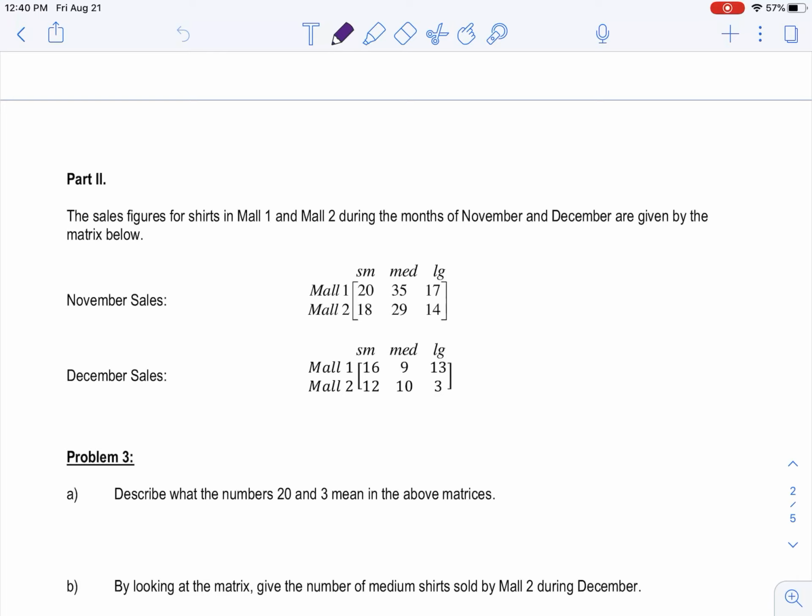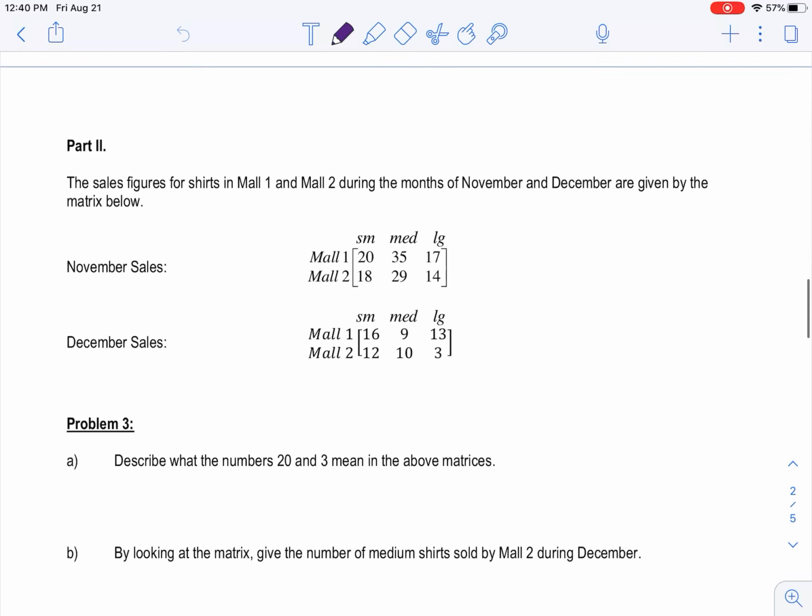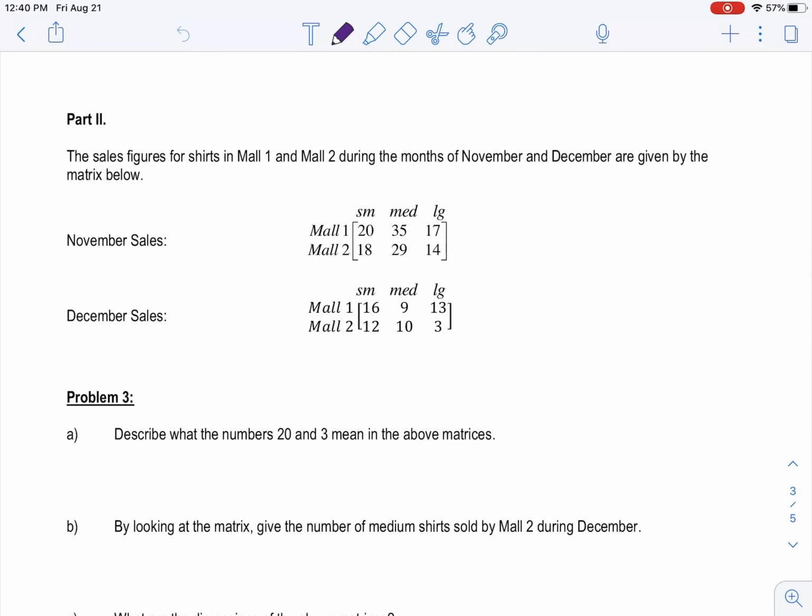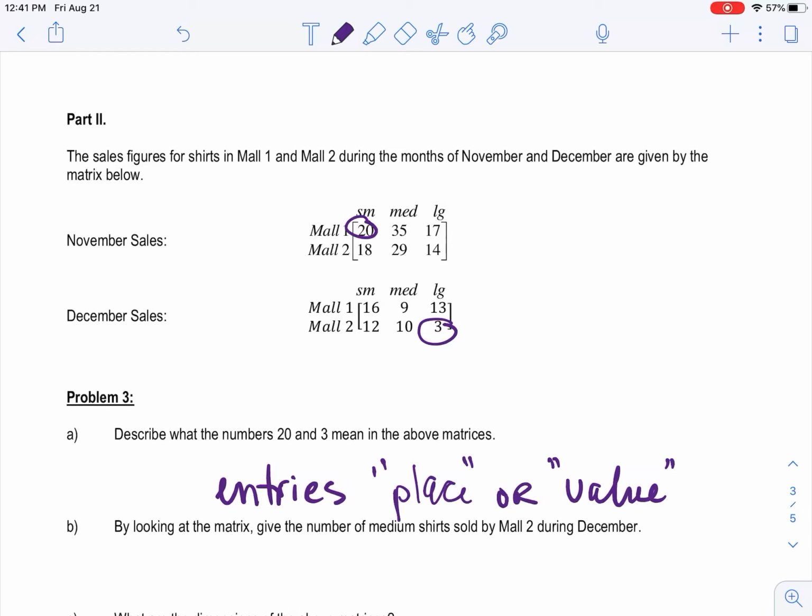All right, so we're going to review just a little bit. It says the sales figures for shirts in Mall 1 and Mall 2 during the months of November and December are given by the matrices below. Describe what the 20 and 23 mean in the above matrices. So there's a 20 here, there's a 3 here. These are called entries, and they are a place or a value in our matrices. Okay?